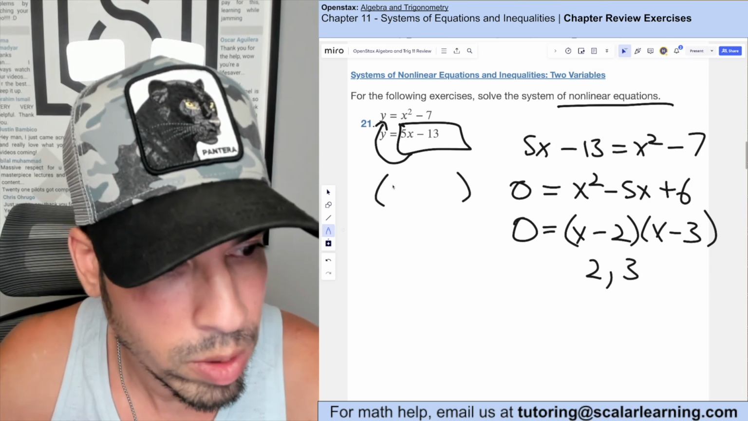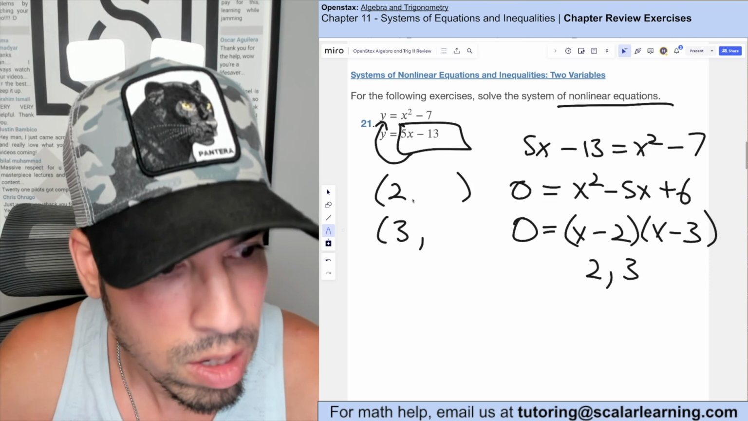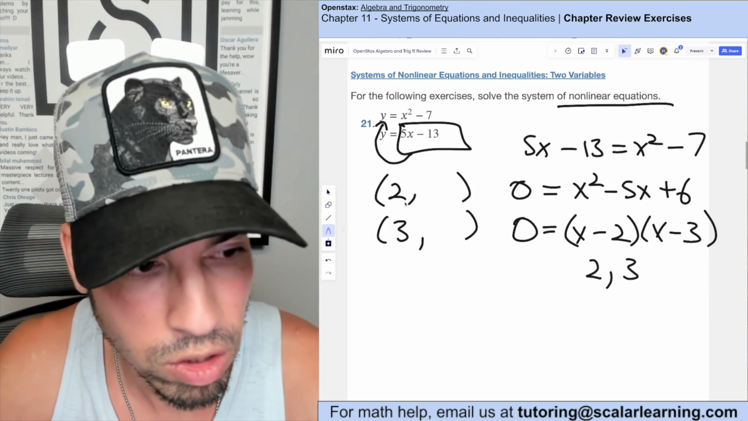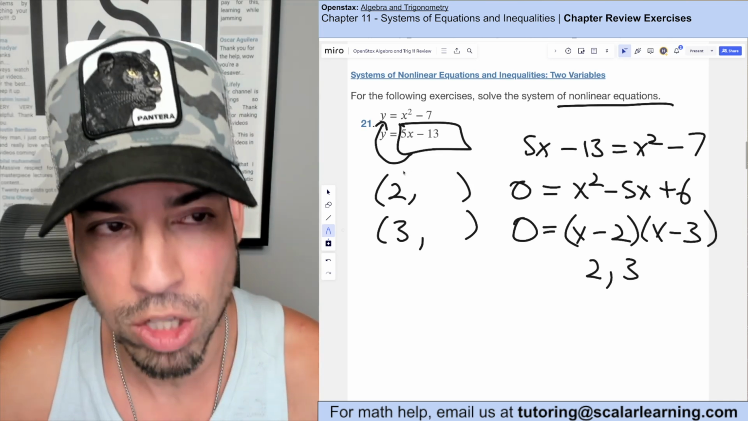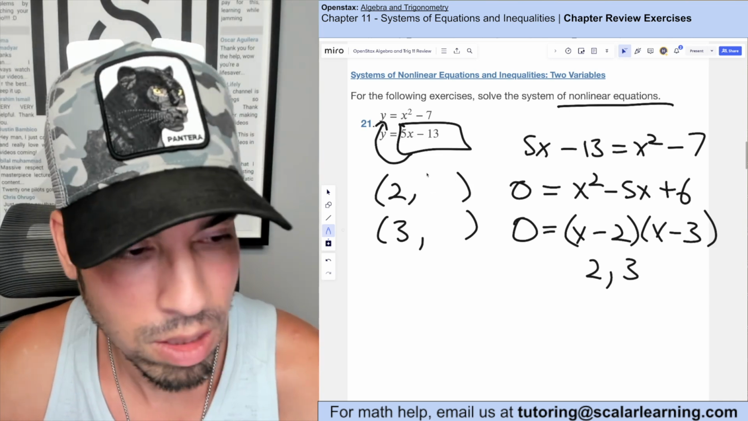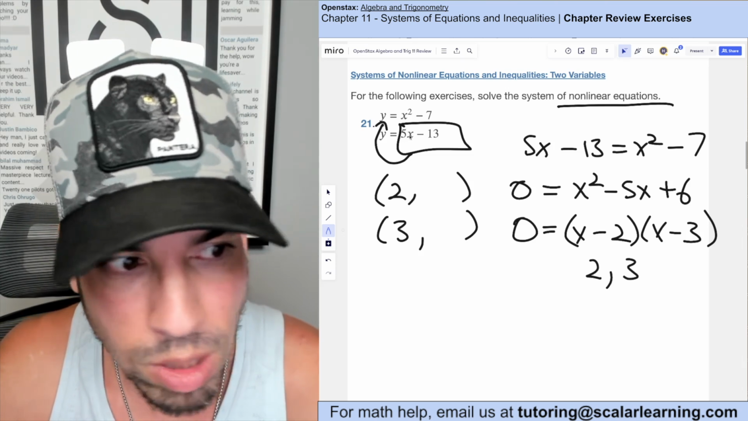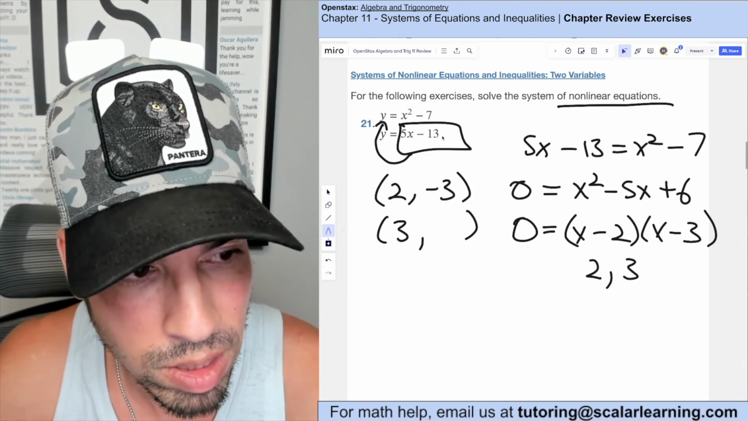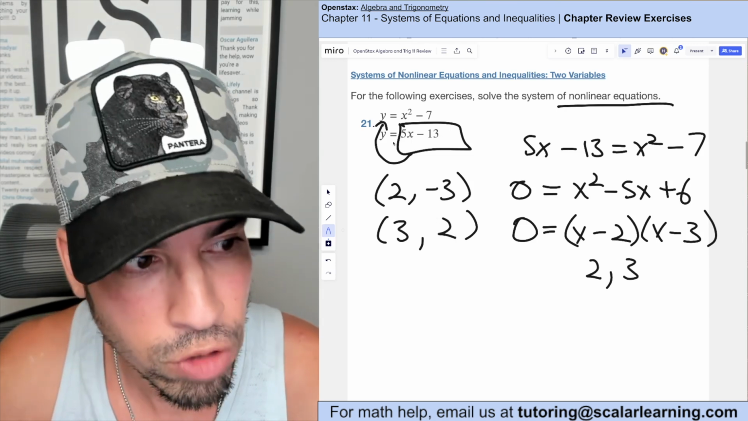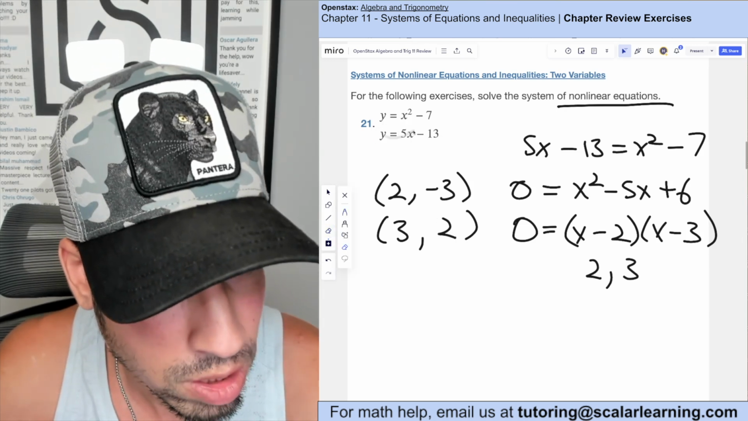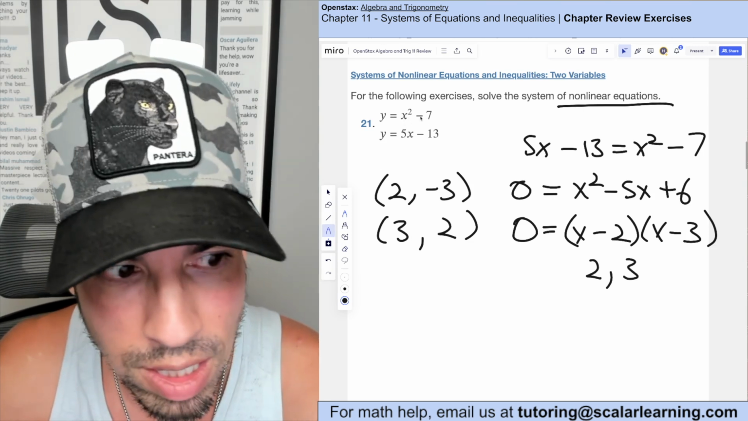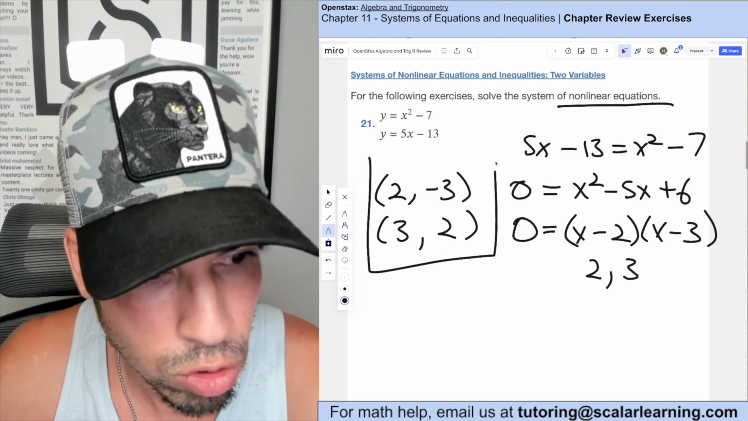Okay, and these are the x values, 2 and 3. So ideally, they're going to correspond with y values, right? So there's going to be 2 points of intersection. Now we plug into either equation. Let's plug into the bottom just because it's a little easier, and we'll get our answer. So 2 times 5 is 10 minus 13 is negative 3. 3 times 5 is 15 minus 13 is 2. And we'll just verify it works in the top equation as well. So when I plug in 2, I get 4 minus 7 is negative 3. When I plug in 3, I get 9 minus 7, which is 2. Those are your 2 solutions.